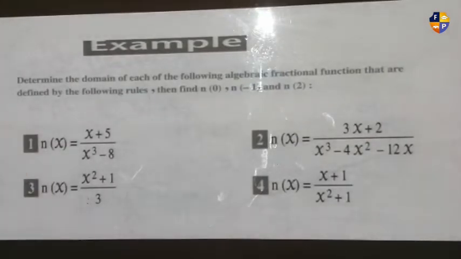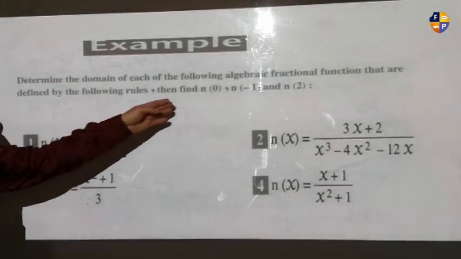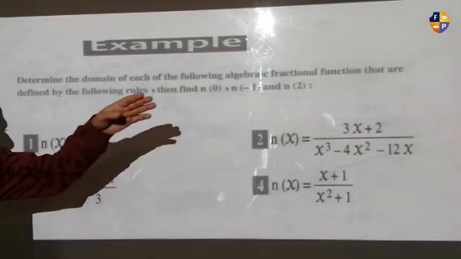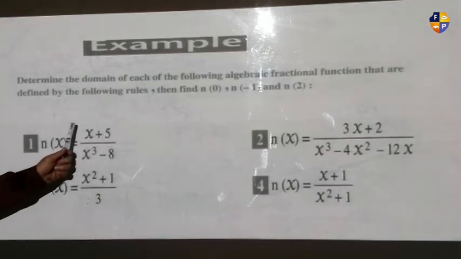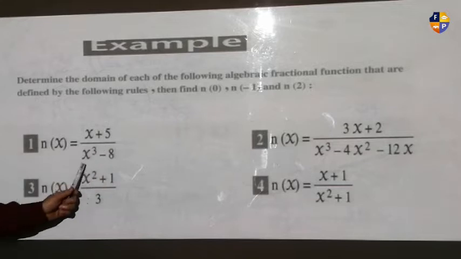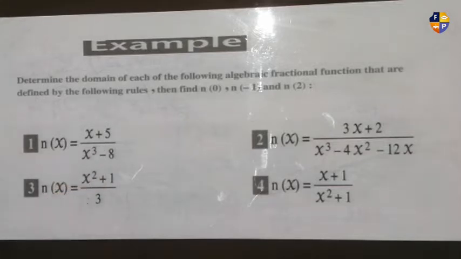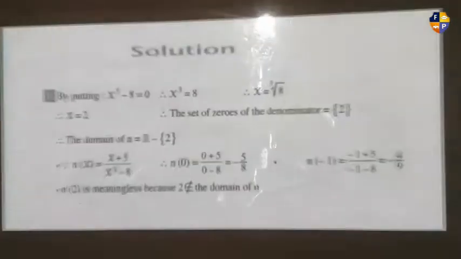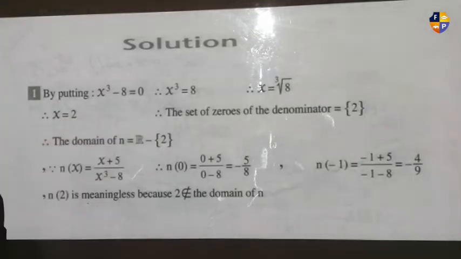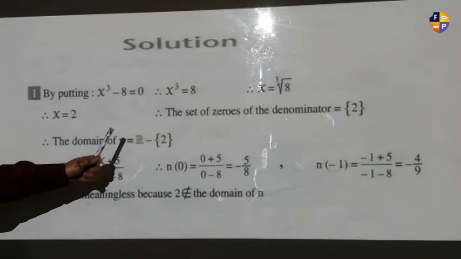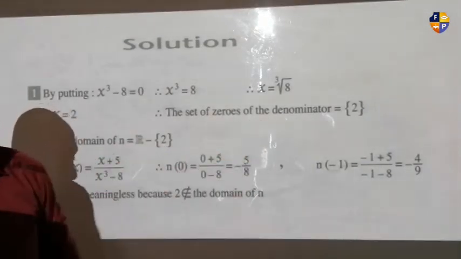Example number 1: find the domain of each of the following algebraic functions and find n(0), n(-1), n(2). Number 1, n(x) equals (x plus 5) over (x power 3 minus 8). We find the zeros: x power 3 minus 8 equals 0, then x power 3 equals 8, then x equals 2. Then the set of zeros of the denominator equals {2}.